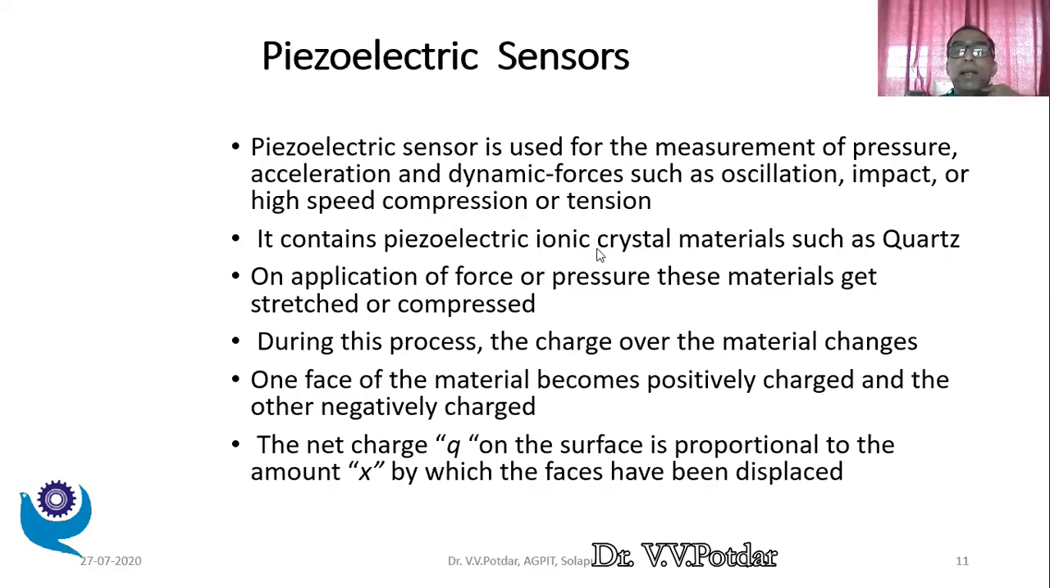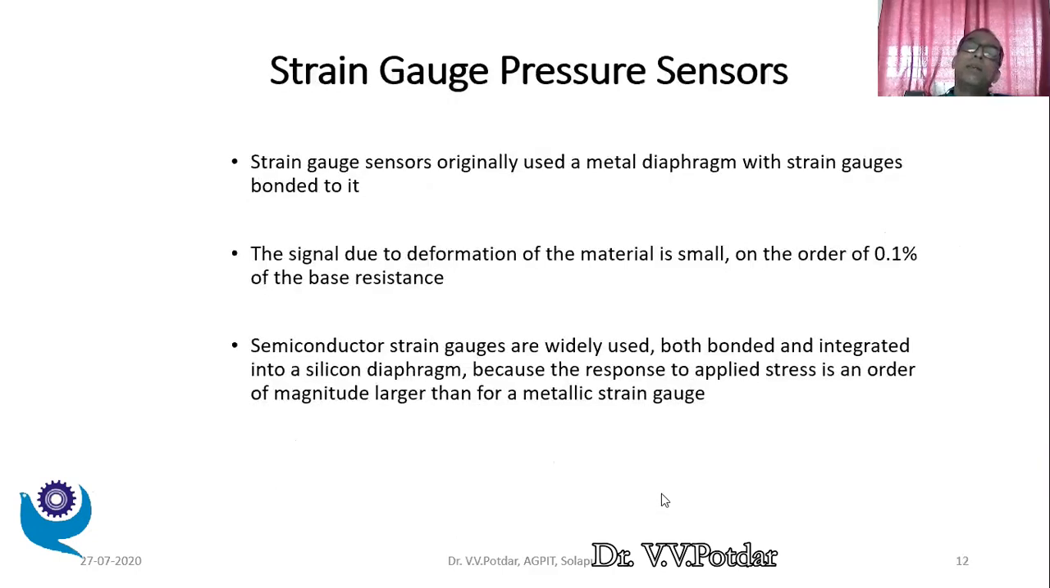It contains piezoelectric ionic crystal materials such as quartz. On application of force or pressure, these materials get stretched or compressed. During this process, the charge over the material changes. One phase of the material becomes positively charged and the other is negatively charged. The net charge Q on the surface is proportional to the amount X by which the phases have displaced. So this is the principle of piezoelectric transducers.